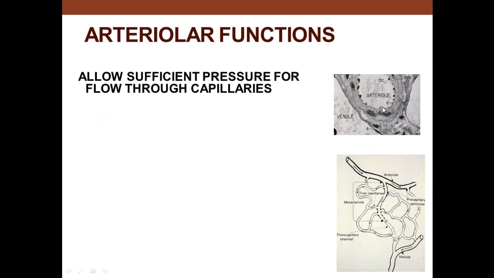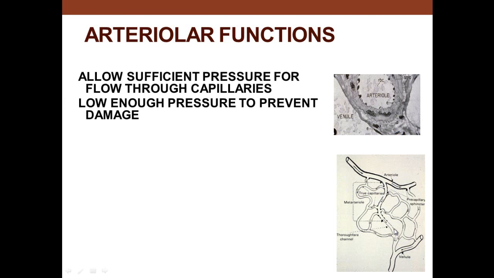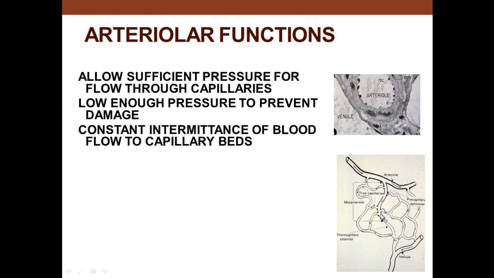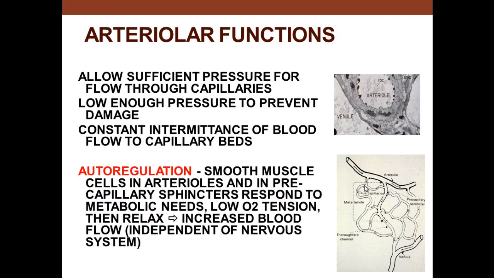Arterial, it allows sufficient pressure. It functions by allowing sufficient pressure for blood to go through the capillaries. So here's arterial, here's the capillaries, here's the venule. A low enough pressure to prevent damage to the capillaries, but a constant intermittent flow of pressure. So it lets some in and stops, lets some in. Intermittent flow is what it does under a low pressure.